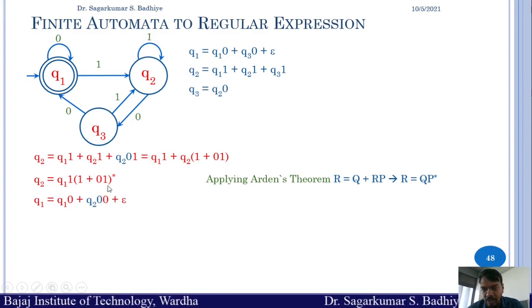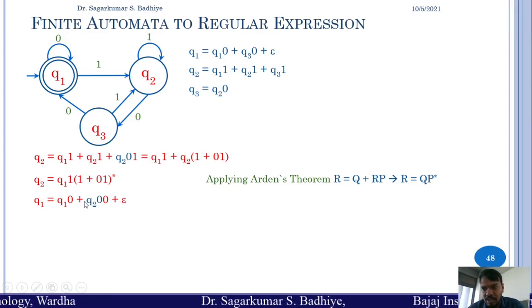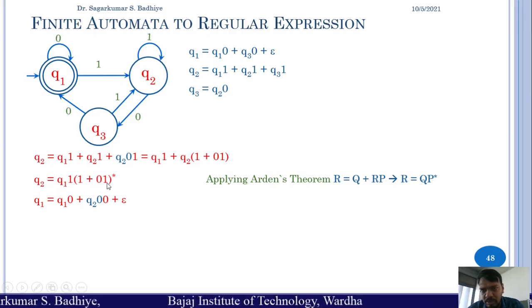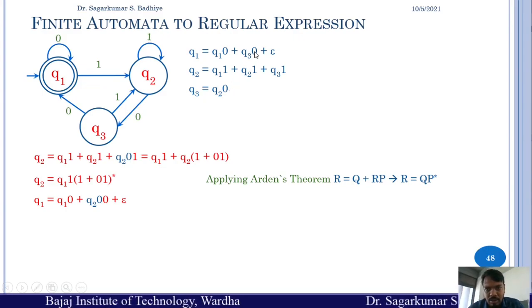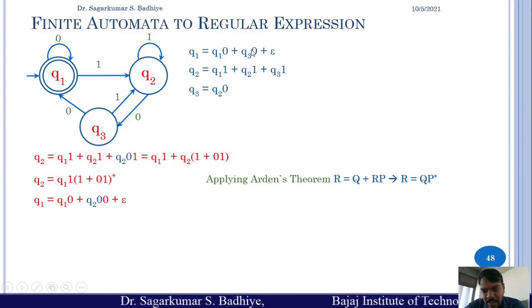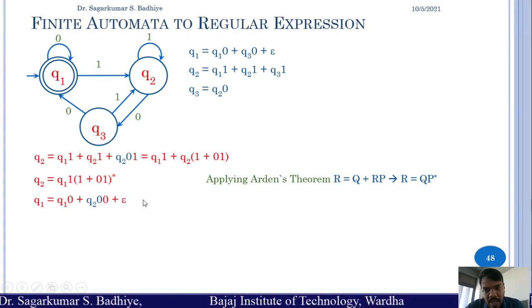So first I have put the value of q3 over here as q2 0, right? You can either do it this way or that way, one and the same thing. So first I placed the value of q3 given over here in this place, and I got an equation as q1 equals q1 0 plus q2 0 0 plus epsilon, right?